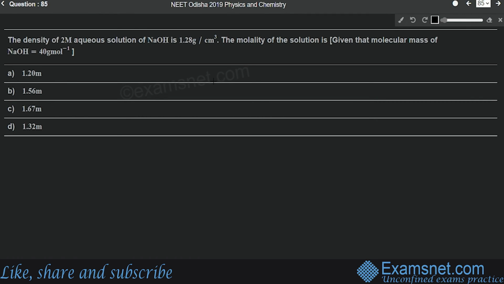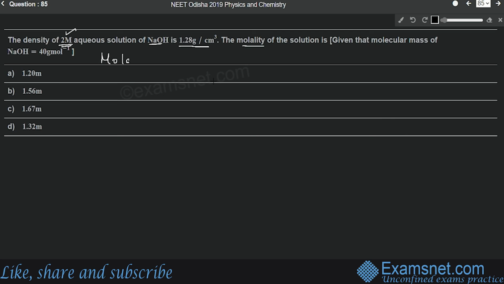Question number 85 is from the chapter solutions, and the question is: the density of 2 molar aqueous solution of NaOH is 1.28 grams per centimeter cube. The molality of the solution is? So we have to find out the molality of the solution, and what is given in the question? Molarity is given. It is given that we have 2 molar aqueous solution.